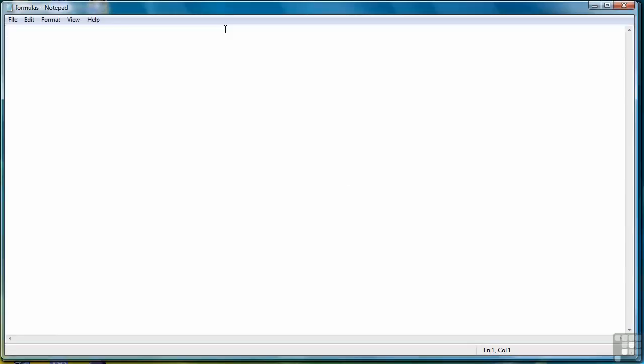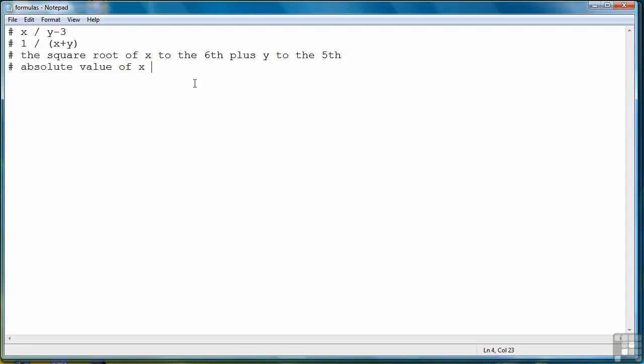So first I'm going to show you the formulas that we're going to convert, or translate, is probably a better word. So our first formula is x divided by y minus 3. Our second formula is 1 divided by x plus y. The third formula is the square root of x to the 6th plus y to the 5th, and I'll be filling in values for x and y for all of these. And then the last one will be the absolute value of x plus y.